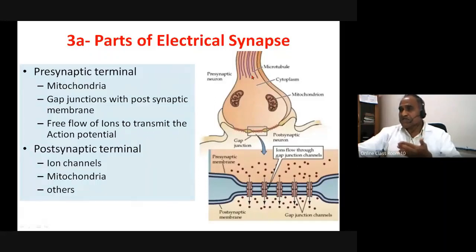And other components of maintaining or sustaining these gap junctions, so whatever the translational aspects, they should be present here. In case of a postsynaptic membrane, this side, you require ion channels. Of course, this is the directionality of the ion channels. So then mitochondria, because to keep the ion channels or the membrane in a polarized state, you require energy, and other components as required for the presynaptic terminal. So this is precisely the parts of the electrical synapse.